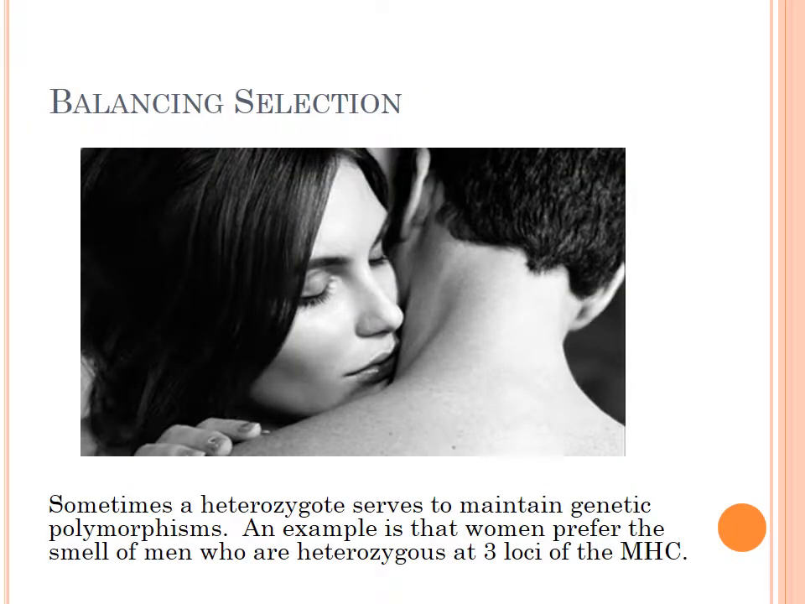Another type of selection, because there are so many of them, is balancing selection. This is one of my favorites. This one is about the heterozygote. This isn't just looking at the phenotype. This is looking at the alleles. Sometimes a heterozygote will maintain a genetic polymorphism. A heterozygote will keep what would otherwise be a deleterious allele, and stop an allele from going to fixation. One example of this was the study that they did with the major histocompatibility complex, the MHC.